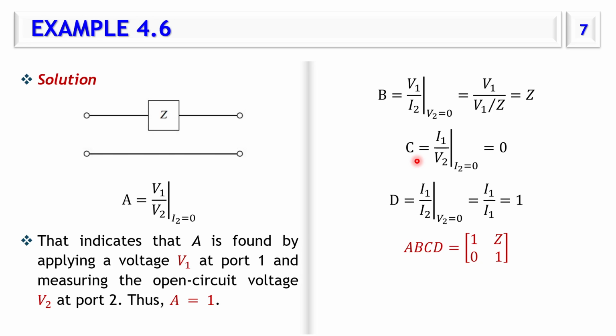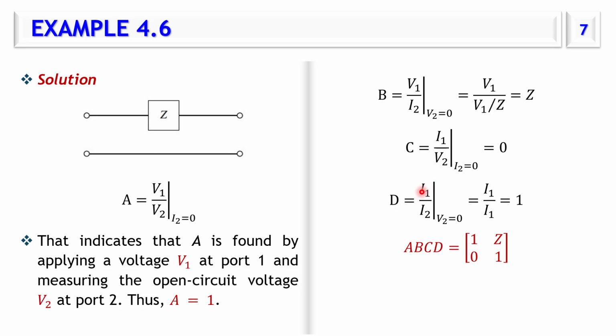Okay, we go for the third element, C. C equals I1 over V2 when I2 equals 0. If I2 equals 0, we can't put current here, so there is no current. So C will equal 0, because I1 will also equal 0.